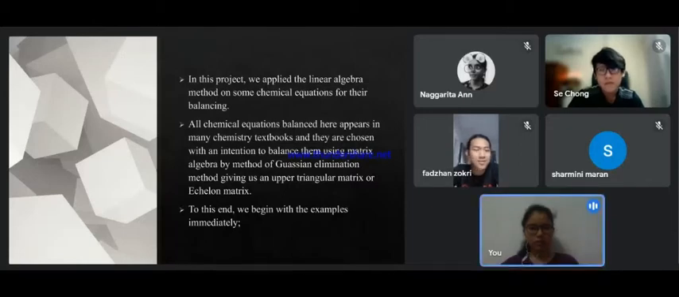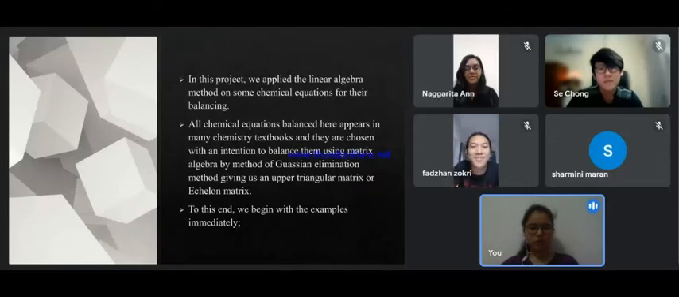In this project, we apply the linear algebra method on some chemical equations for their balancing. All the chemical equations balanced here appear in many chemistry textbooks, and they are chosen with the intention to balance them using matrix algebra by the Gaussian elimination method, giving us an upper triangular or echelon matrix. To this end, we begin with the examples immediately.